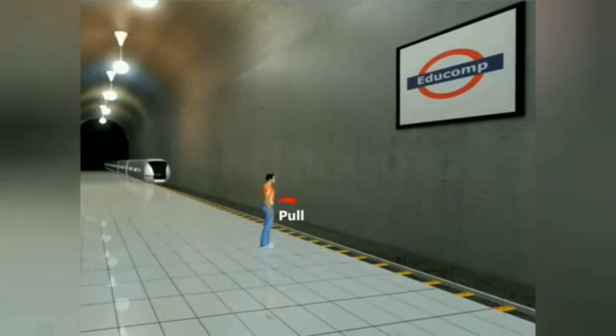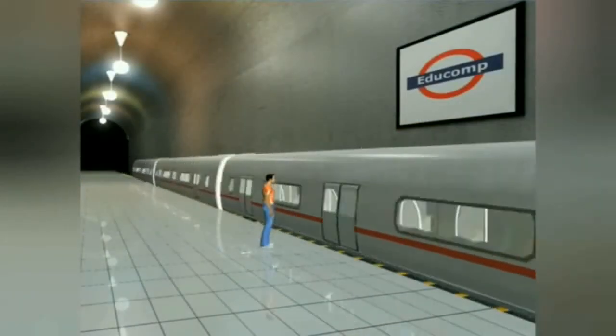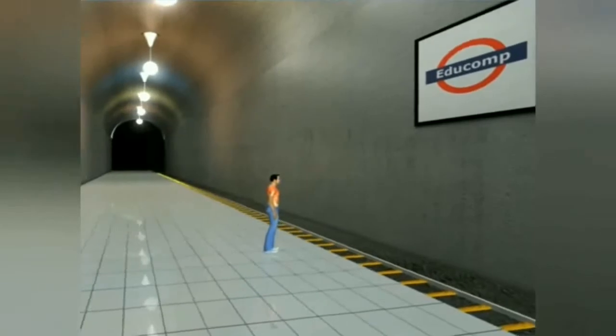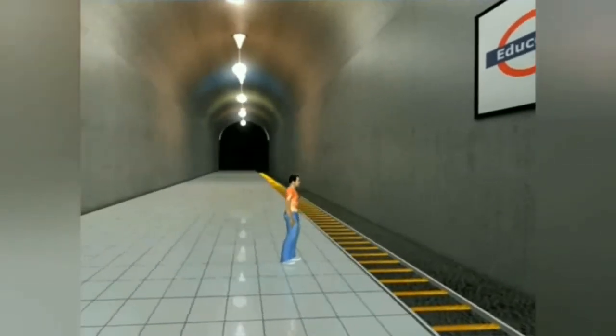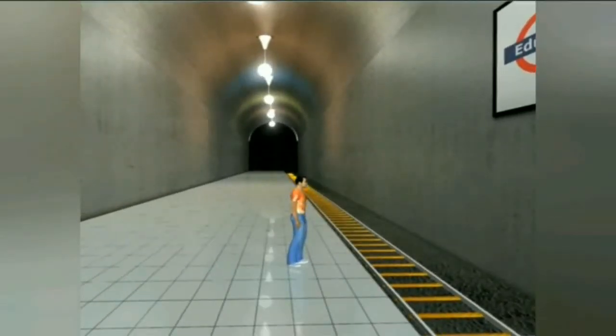A person, while standing close to the platform at a station, experiences a suction effect when a fast train passes by. The fast moving air between the person and the train produces a decrease in the pressure, and the excess pressure on the other side pushes the person towards the train.